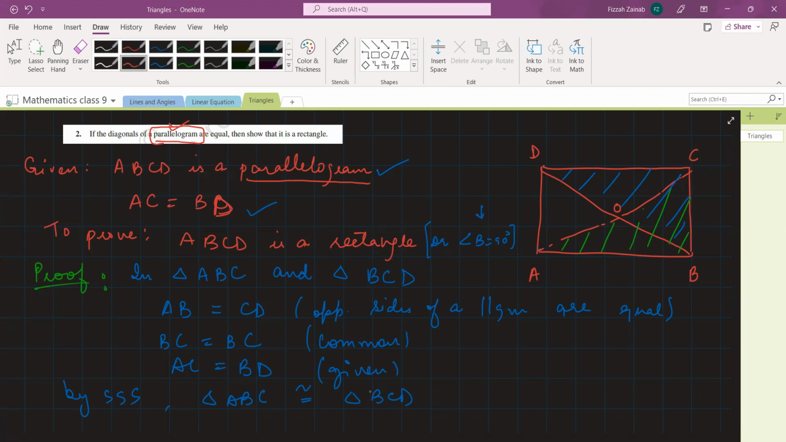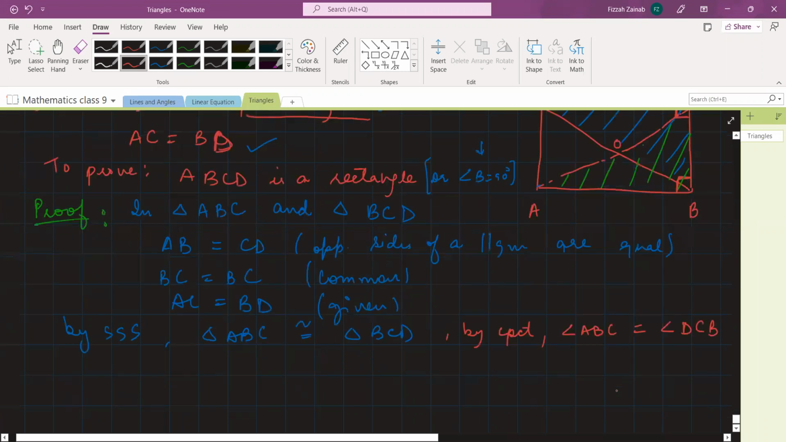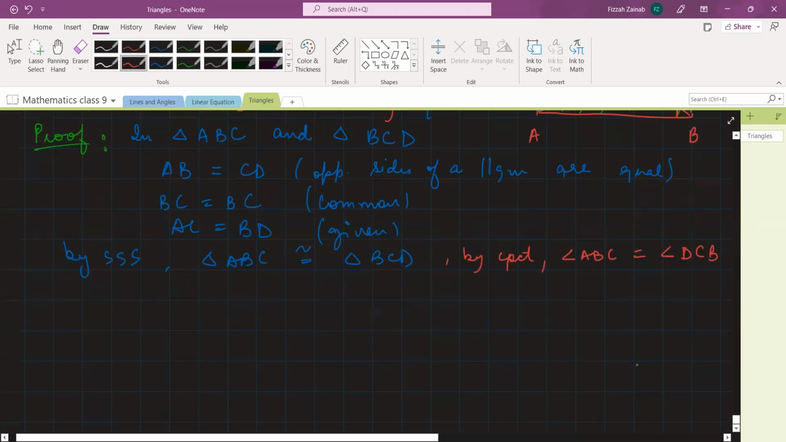Okay. So now by CPCT, I can say that this angle will be equal to this angle. Right? So by CPCT, now I can say that angle ABC will be equal to angle DCB, or angle B is equal to angle C. Correct? So this much I have got. You can call it equation number 1 because we will use it.